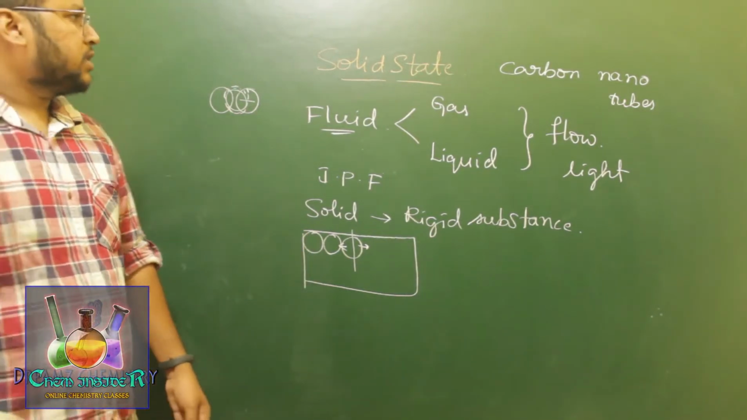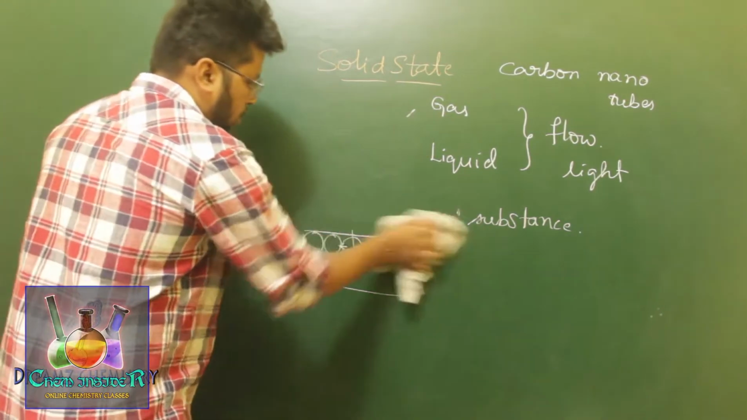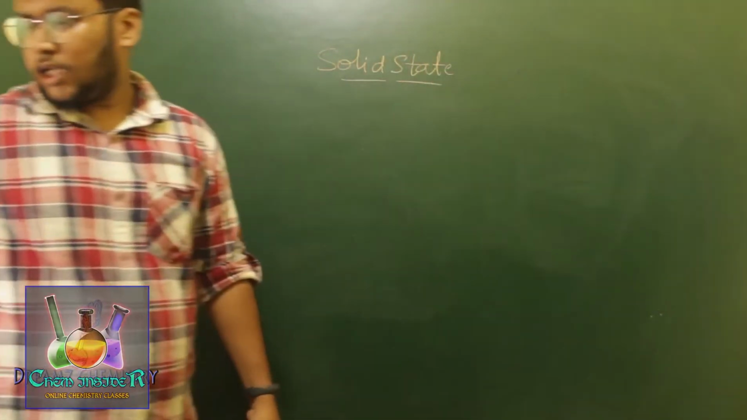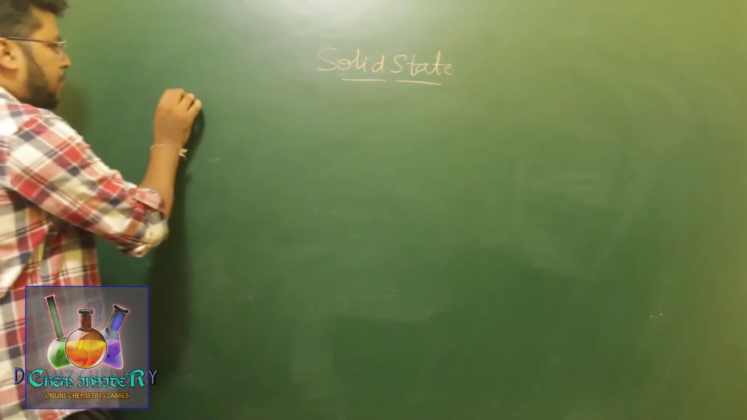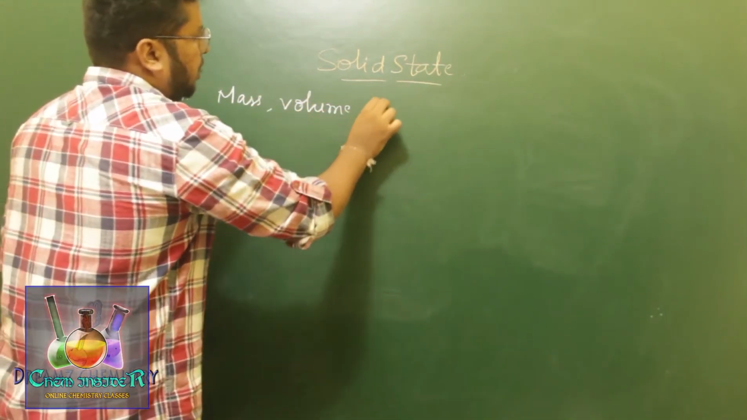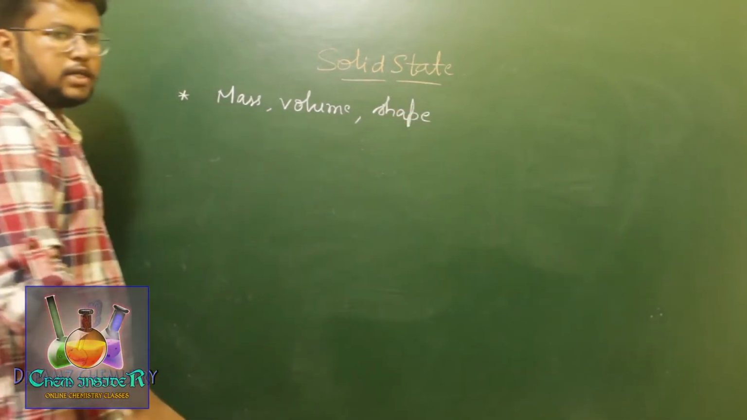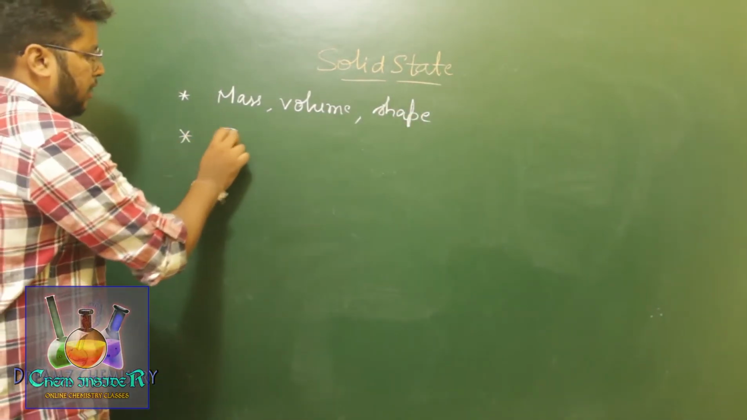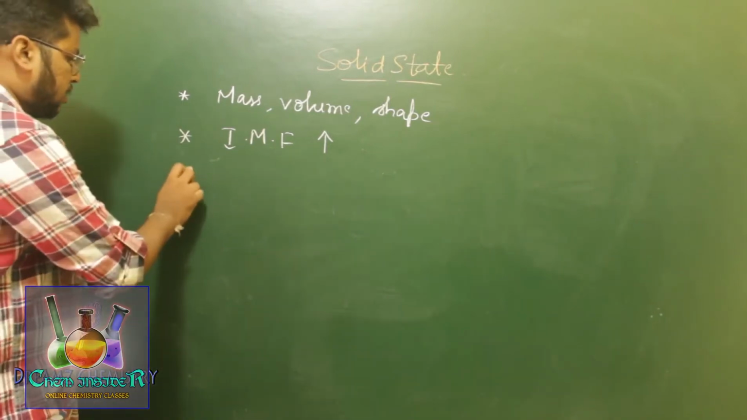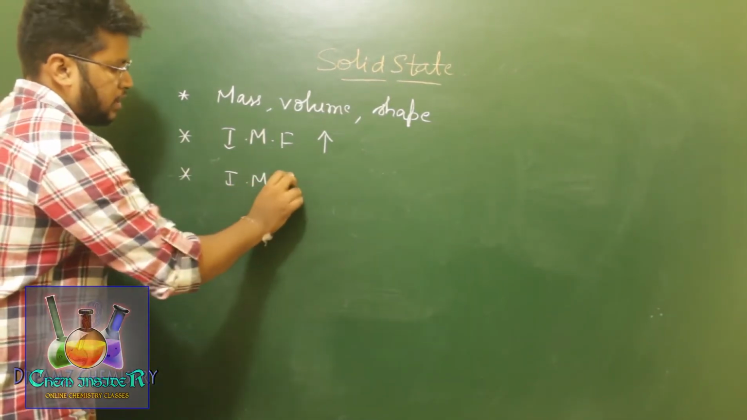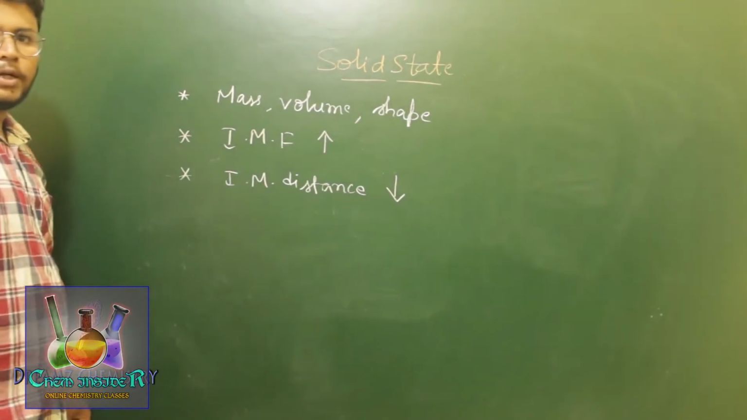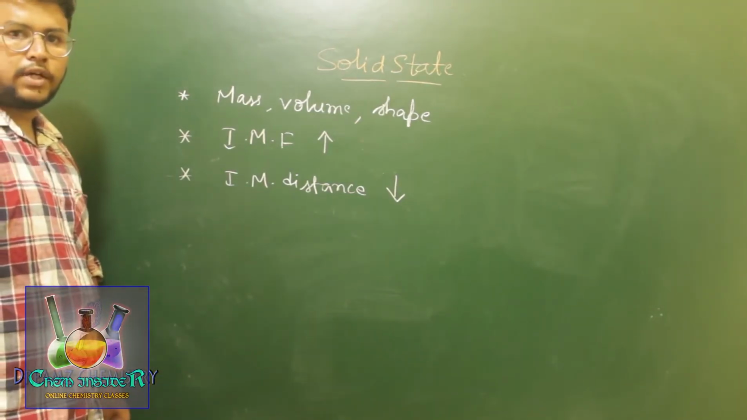Now we will discuss the solid state chapter. A solid has a number of characteristics which are quite different from a gas or liquid. What are those properties? The first property is that they have definite mass, volume and shape. The second point, they have very high intermolecular force of attraction and very less intermolecular distance. The intermolecular distance of solid particles is less, but their intermolecular force of attraction is more.